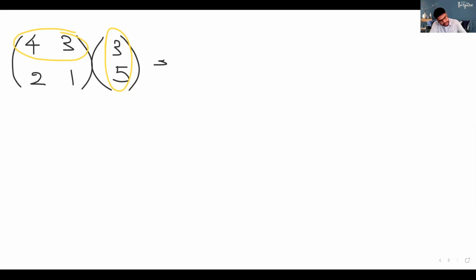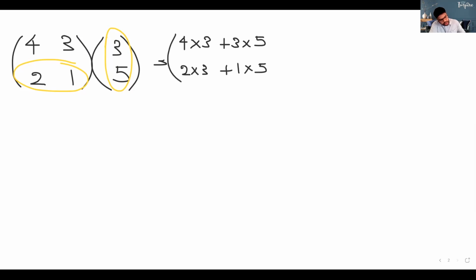So 4 times 3 first plus 3 times 5, right? And that's it, because that's the only column. Now children, you go to the second row of the first matrix and again you do this multiplication. So we have 2 times 3 plus 1 times 5, right? So this is our resulting matrix.